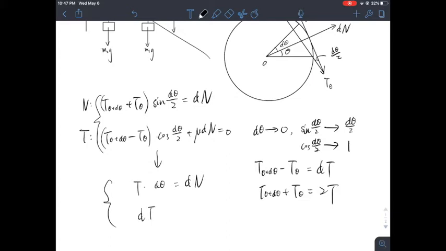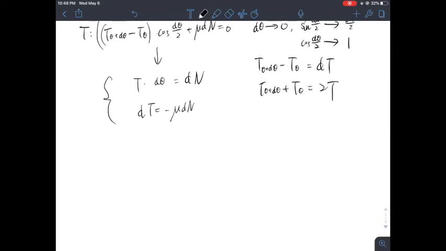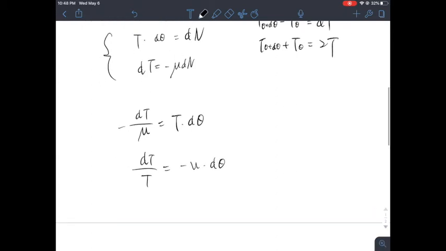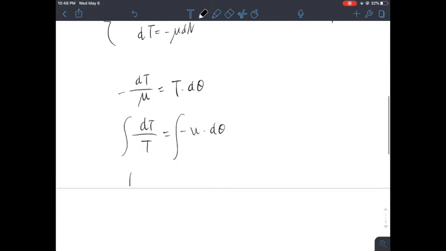First, the normal equation: T times d theta equals dN, and dT plus mu dN equals 0. So dT equals minus mu dN. Here we are trying to balance the forces, imagining the block is not accelerating, to find the relationship between the tension forces. The relationship between the initial and final tension does not depend on the acceleration. So now we can solve for T.